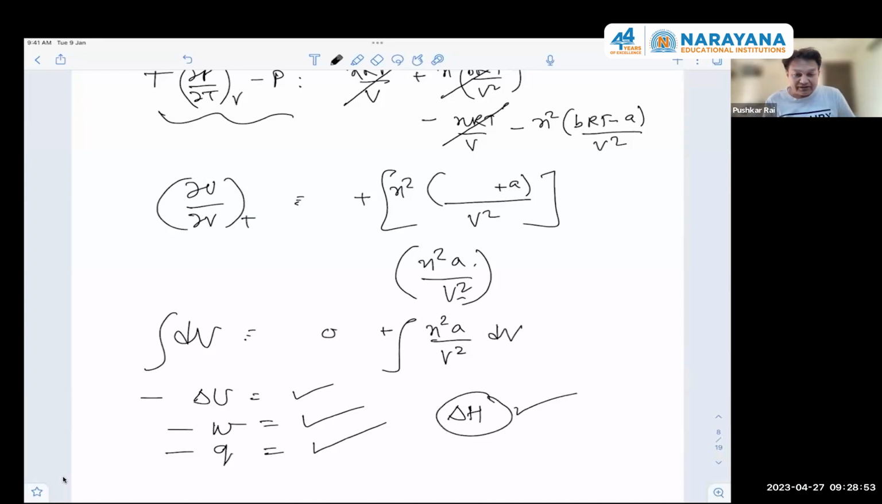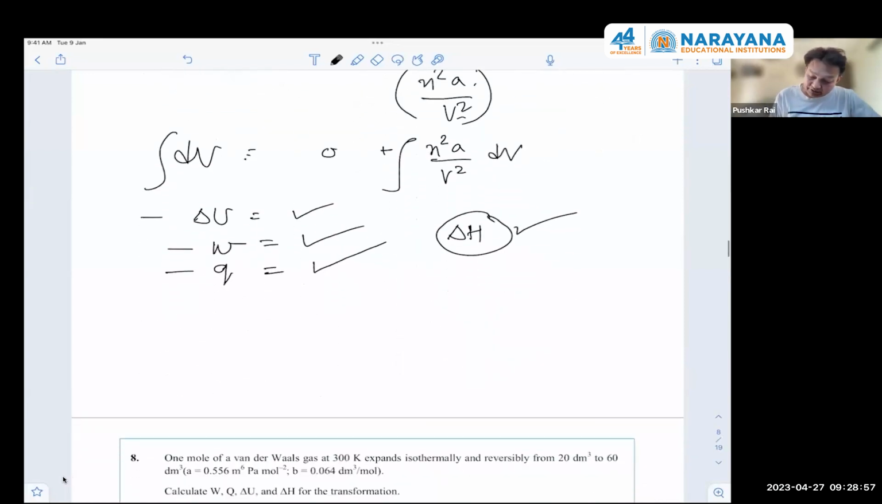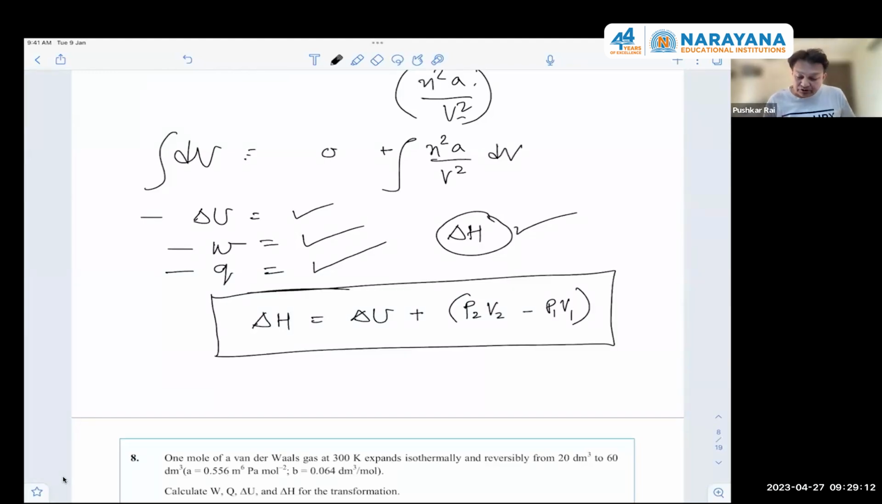How to get delta H in this process? So delta H in this process will be calculated by this formula. Delta H is equal to delta U plus P2 V2 minus P1 V1. You will not be using the other formula, the del H by del V, not like this. It will become very complicated. So here we will get this.